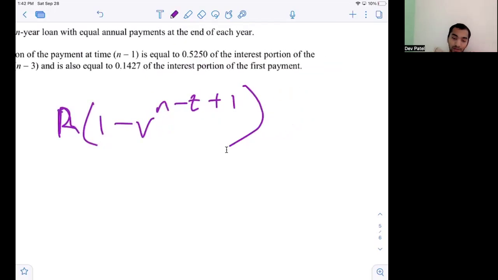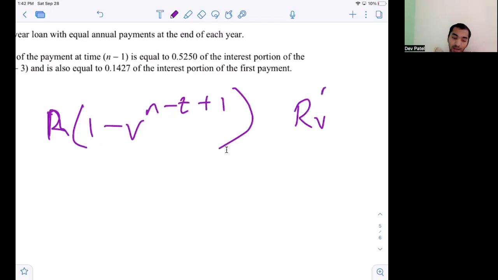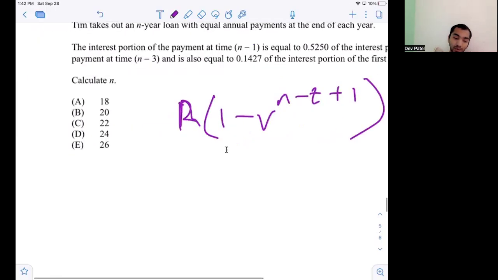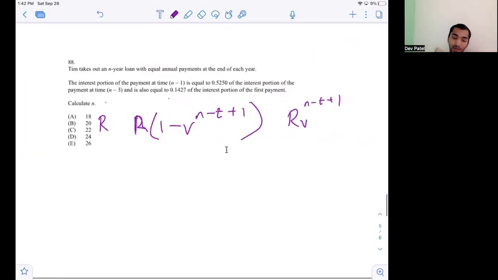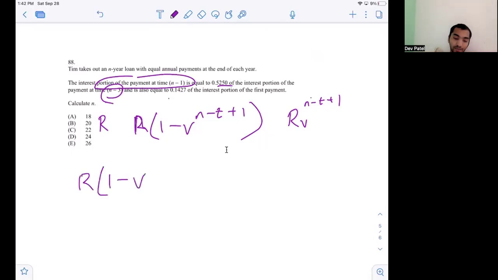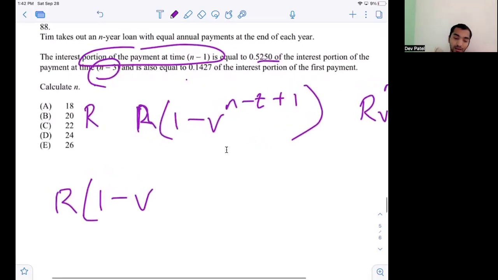And then the principal amount is R v^(n-t+1). And then the total payment is R. Remember those three columns in that diagram, in that chart. We know that the interest portion of the payment at time n minus 1 is equal to 0.525 of the interest portion at time n minus 3. So we can set up an equation here of v^(n-1+1).